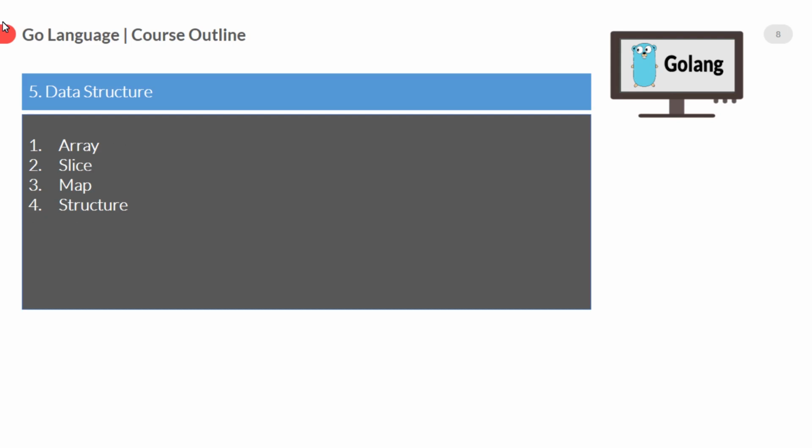And here is section number 5, which is the data structure section. This is my favorite section. In this section, we are going to learn about arrays, slice, map, structure. Believe me, these are very interesting topics for you.